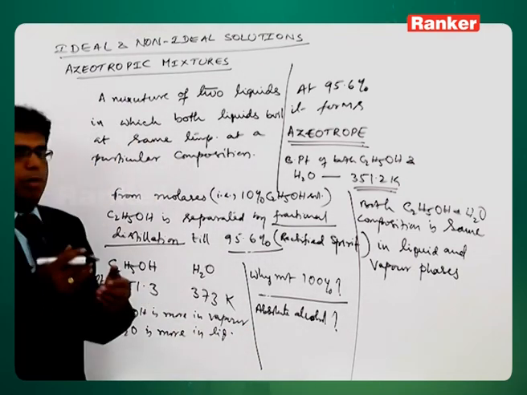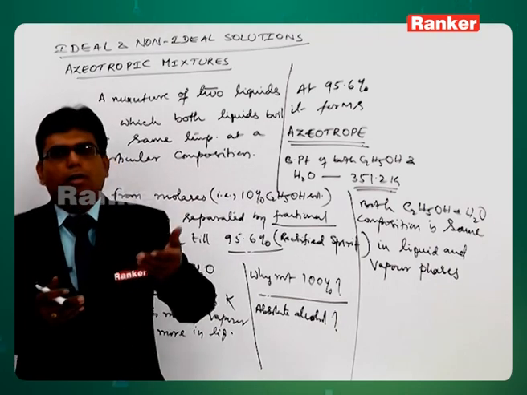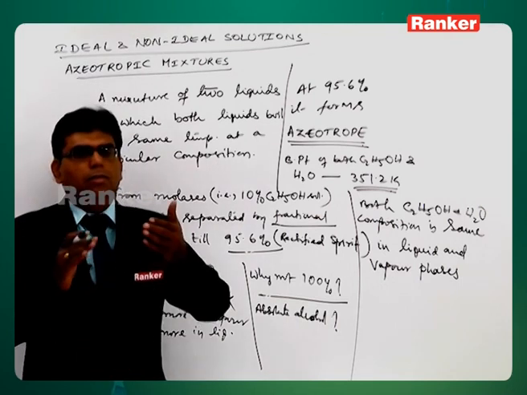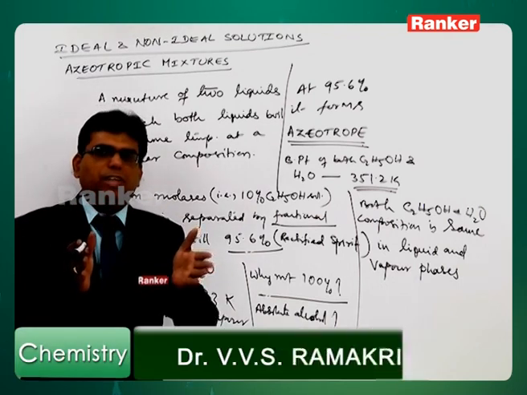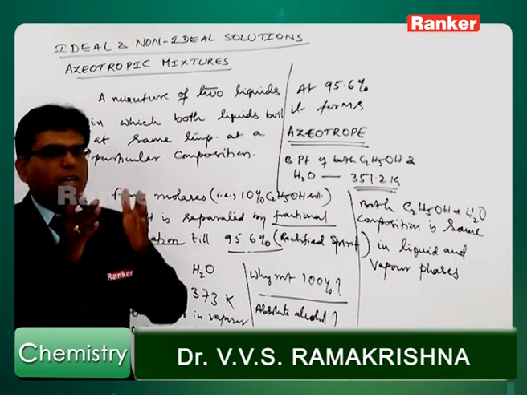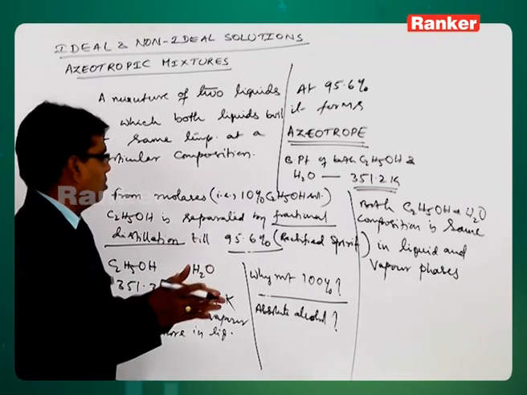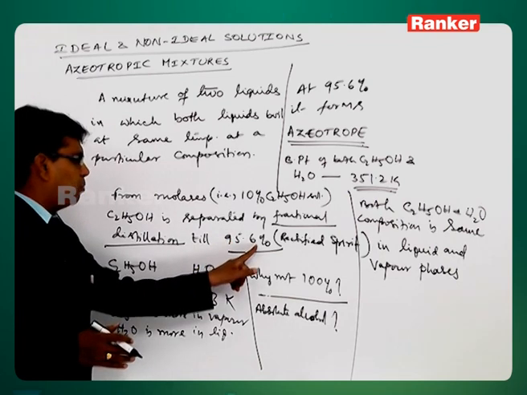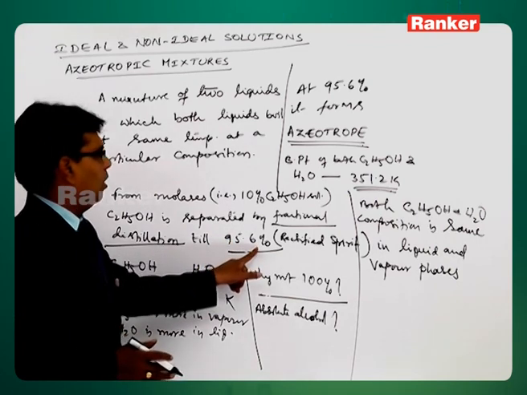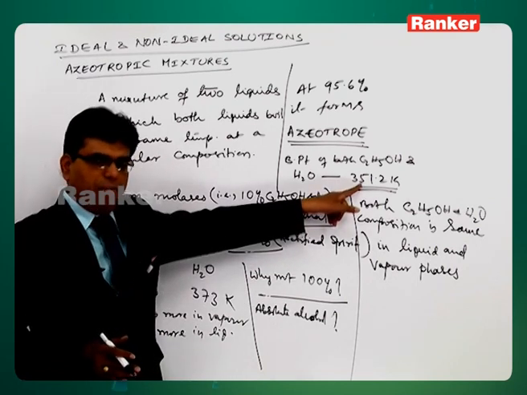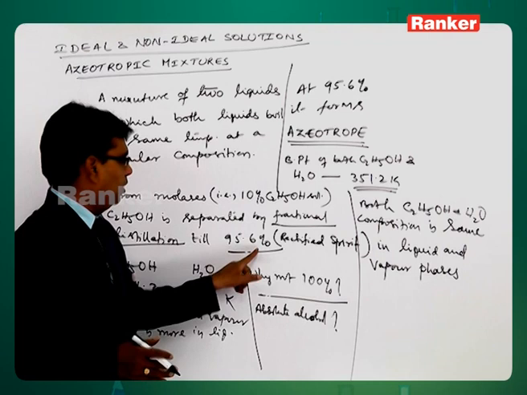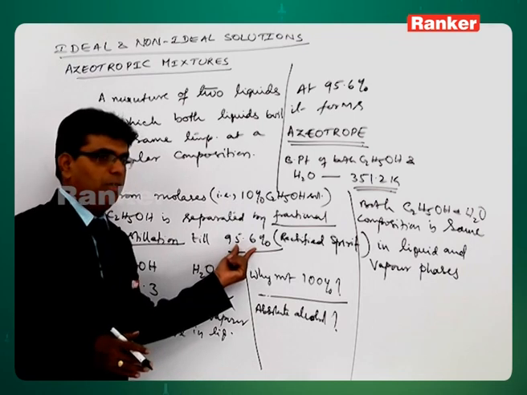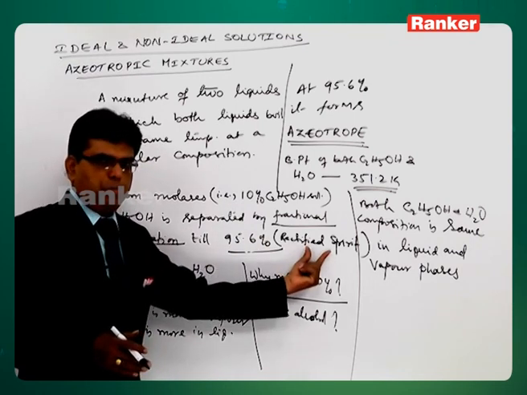So, there will be no use of doing fractional distillation for that kind of mixtures. Means as you are getting the same, you are not able to increase the fraction of either of the liquids, so there is no use. So that kind of mixtures is what we call azeotropic mixtures. Now, here what happens is at 95.6% when the composition reaches, both ethyl alcohol and water will boil at same temperature, that is 351.2 Kelvin. Further purification to 100% is not possible. So that is the reason fractional distillation is carried out only till we get rectified spirit.